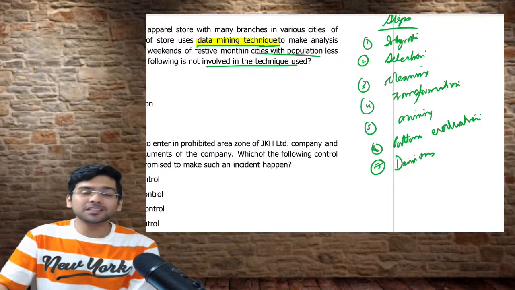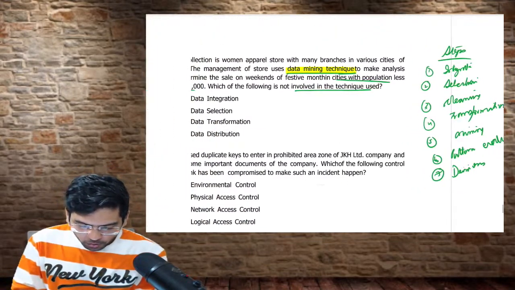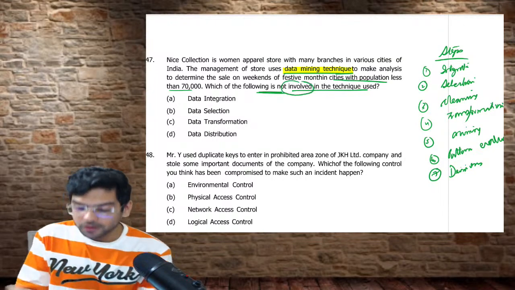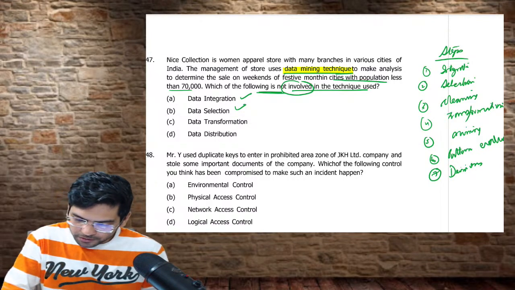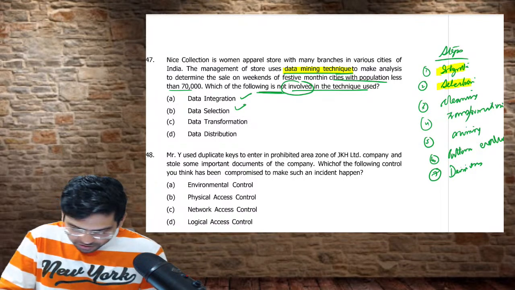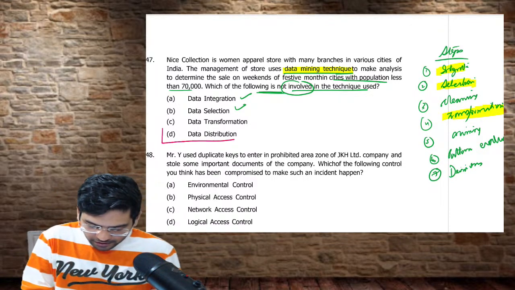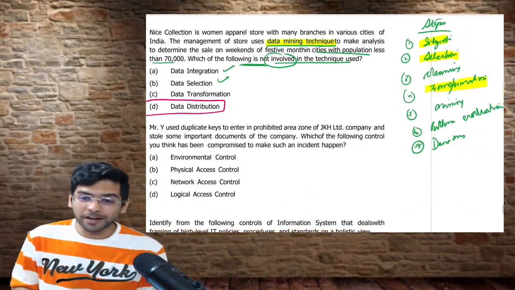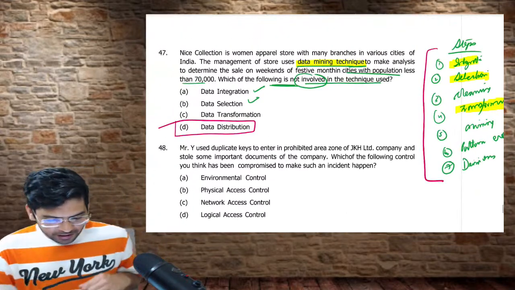So this is basically steps in data mining. I think I have made it very simple now. It says which of the following is not involved in the data mining technique. So we have integration, we have selection, and we have transformation. So the obvious option is what? Data distribution. This has got nothing to do with data mining. I hope you are able to recall the stages of data mining.